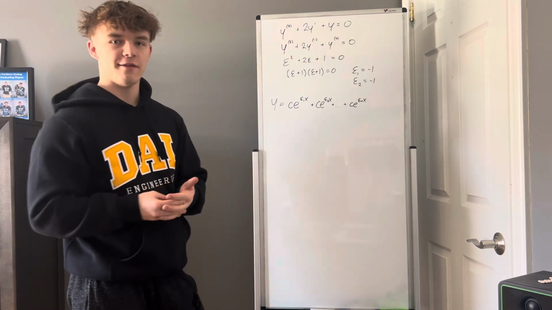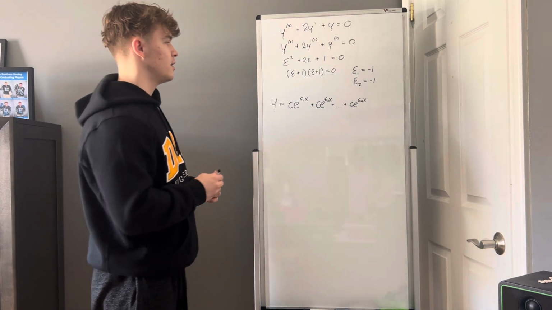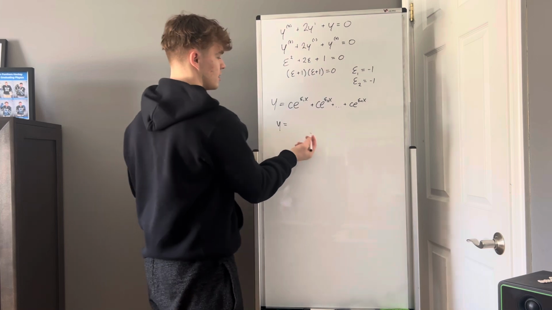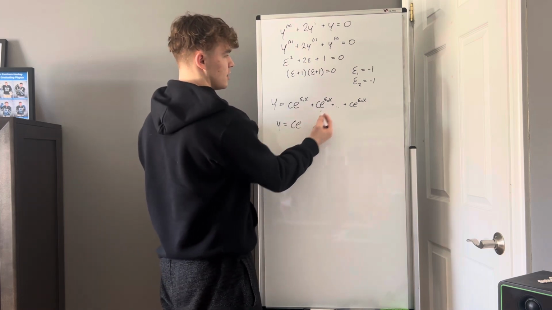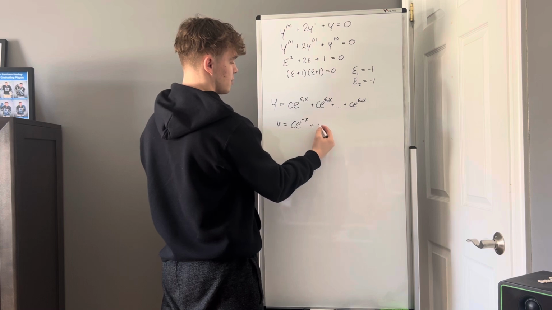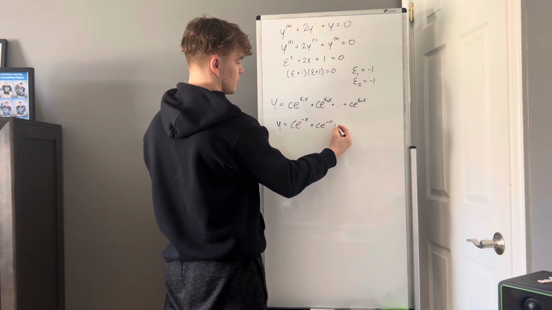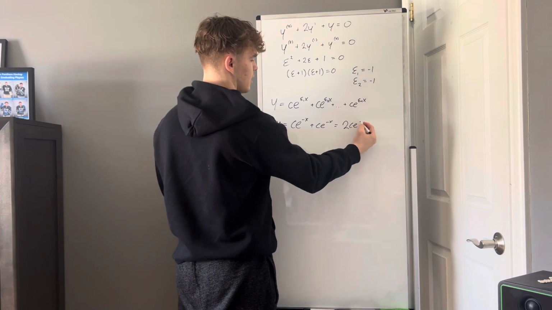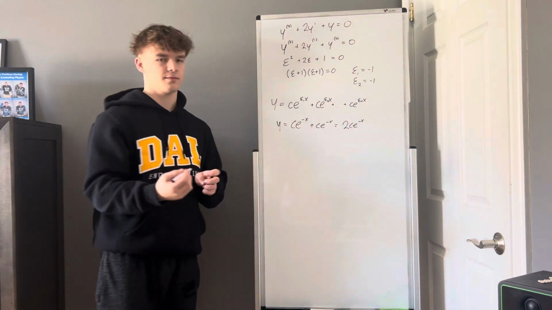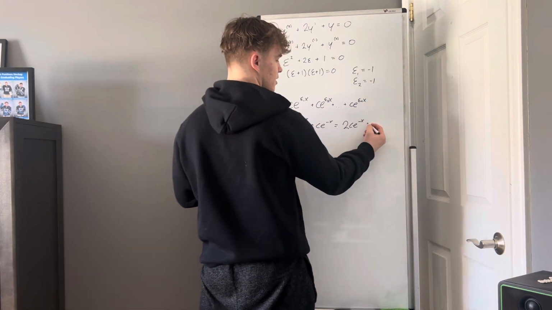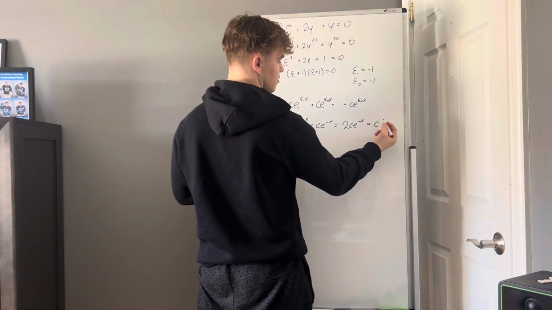So now we have our general solution. And for this case, we have y is c e to the negative x, we have 2 negative x's, so plus c e to the negative x. And we can combine these terms, just get 2 c e to the negative x. 2 times c is just going to be another constant, so we'll call this just c again.